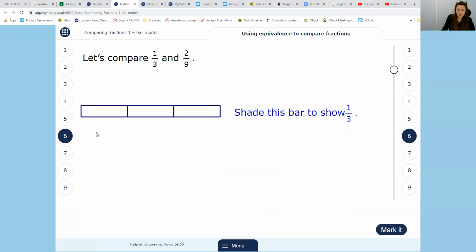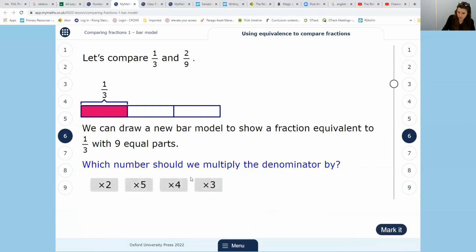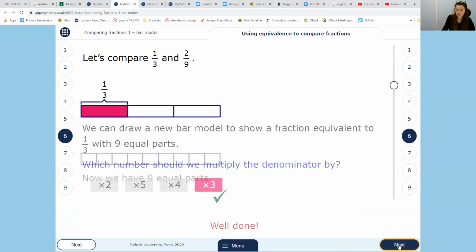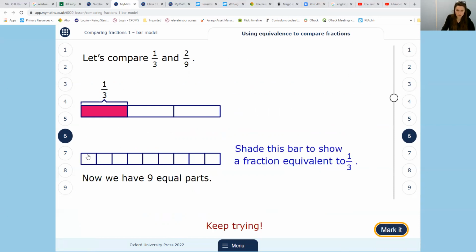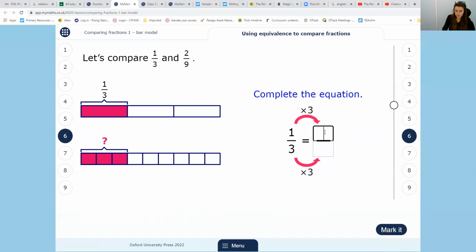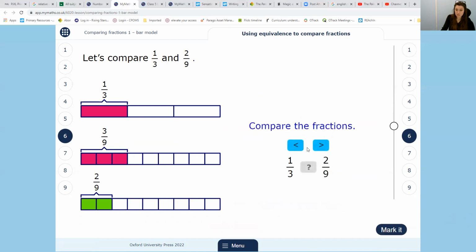Okay, a couple more. So 1/3, I'm shading in. Then I'm trying to compare it to ninths. So the best thing to do is find ninths. So let's think what we need to get to ninths. 3 times 3 is ninths. We draw our ninths and let's find the equivalent fraction first. So it would be, let's color it in, 3/9. And now we can find 2/9 and compare them. So we can see that 2/9 is now smaller than 1/3.